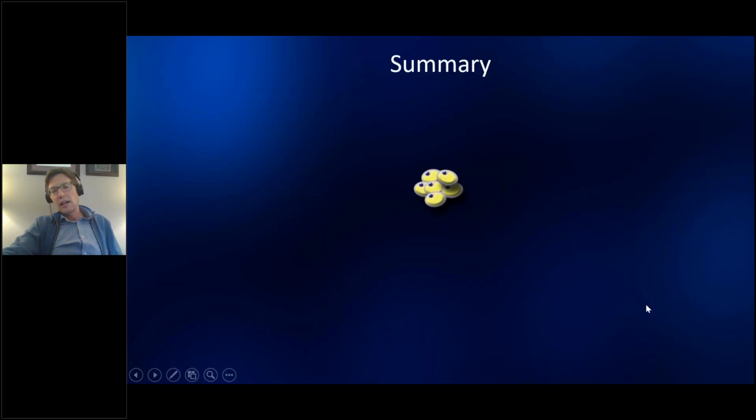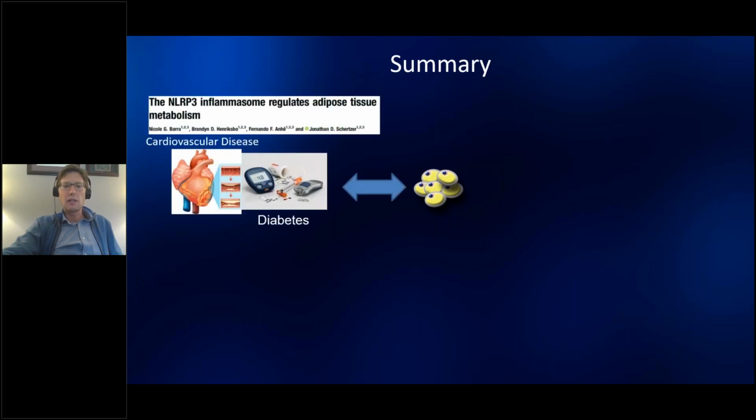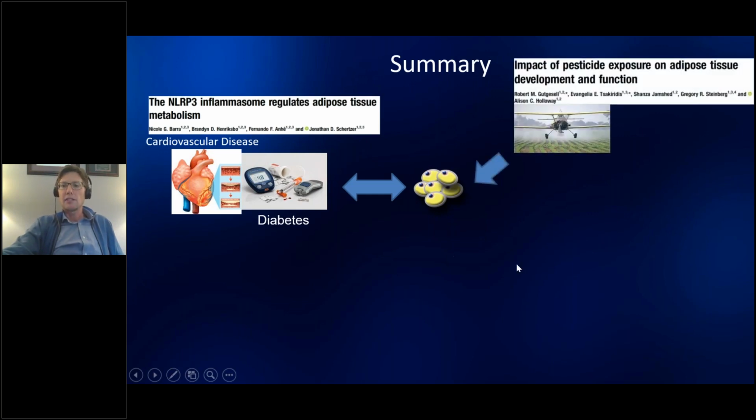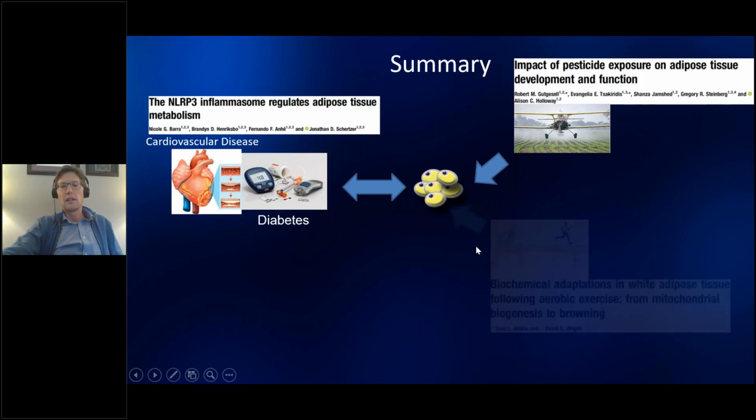So in summary, these four articles I've discussed within the Biochemical Journal special issue on adipose tissue have really focused on how adipose tissue, the inflammasome, regulates adipose tissue metabolism, how the impact of pesticide exposure on adipose tissue development and function could influence adipose tissue development, and in turn could potentially lead to cardiometabolic disease.